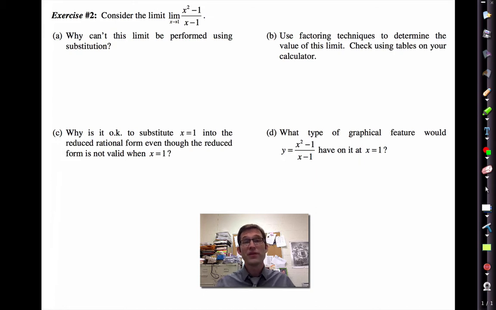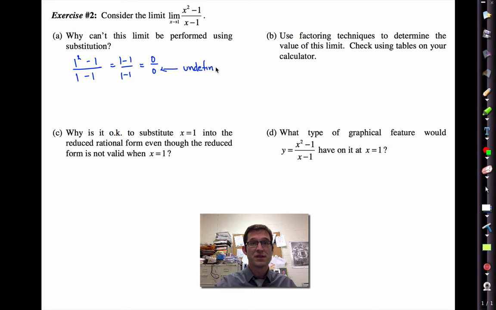All right. Well, if you said something like, upon substitution, we're forced to divide by 0, that would be a good answer. In fact, if I did this limit exactly like I did the other one, I'd get 1 minus 1 divided by 1 minus 1, and that would be 0 divided by 0, and that is undefined. Well, 0 isn't undefined, but dividing by 0 is undefined. Okay? Now, letter B says, use factoring techniques to determine the value of this limit. Check using tables on your calculator. All right? So let's take a look.